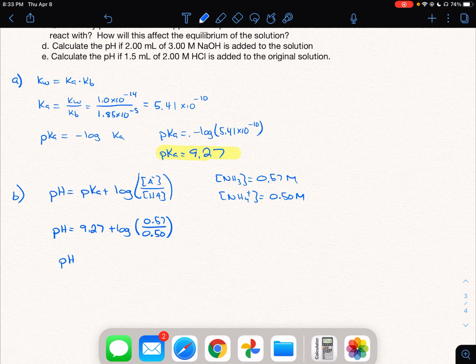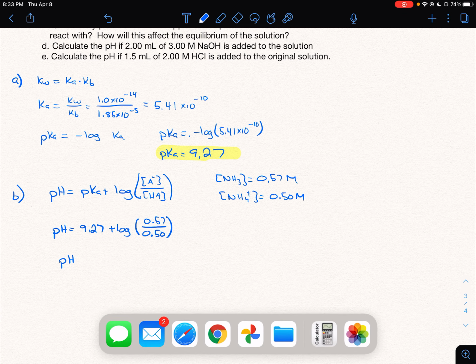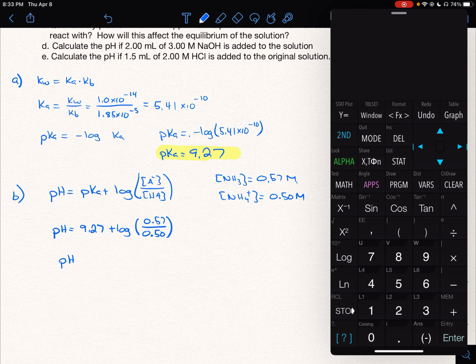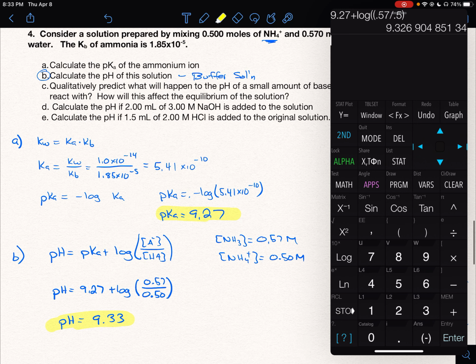And again, we can plug that into our calculator. So we have 9.27 plus the log of 0.57 divided by 0.5, close our parentheses, and we see we get a pH equals 9.33. So there's our pH, part B.